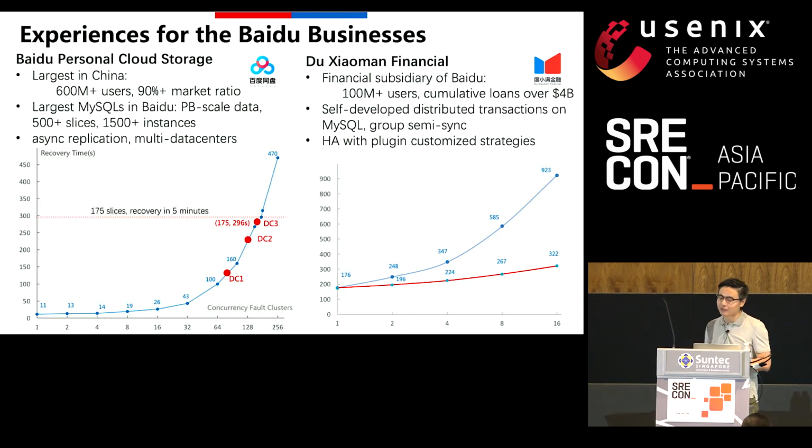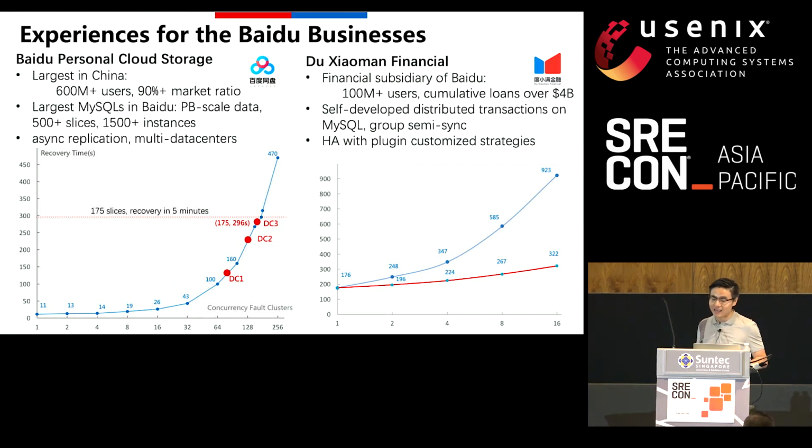At last, I would like to introduce some experience of 2 Baidu applications. The first one is Baidu Personal Cloud Storage. It's the largest in China now, and is also the largest MySQL cluster in Baidu. As query time is preferred over data consistency, we use async replication in multiple data centers. Here we show the recovery time for concurrent fault recovery. When any center fails, the service can be recovered in less than 5 minutes.